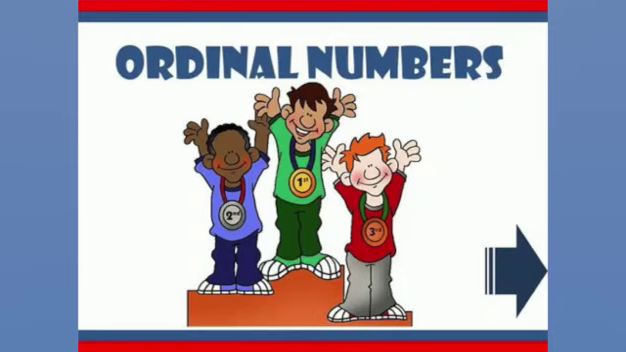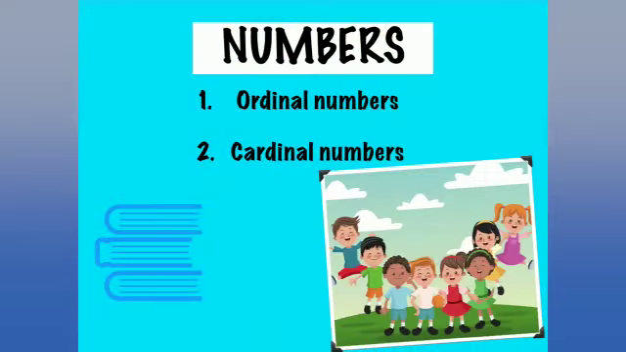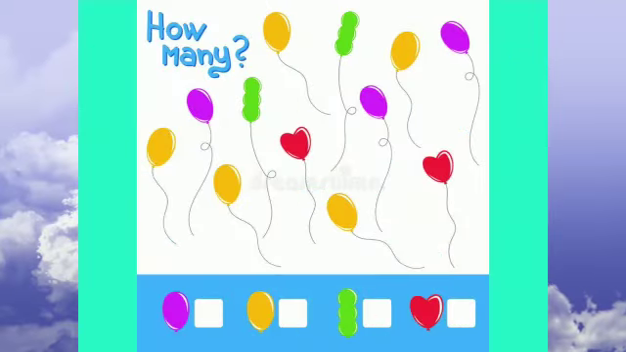Today we are going to study about numbers. Numbers are of two types, cardinal and ordinal numbers. Let us understand the difference between the cardinal and ordinal numbers. Let us take an example.